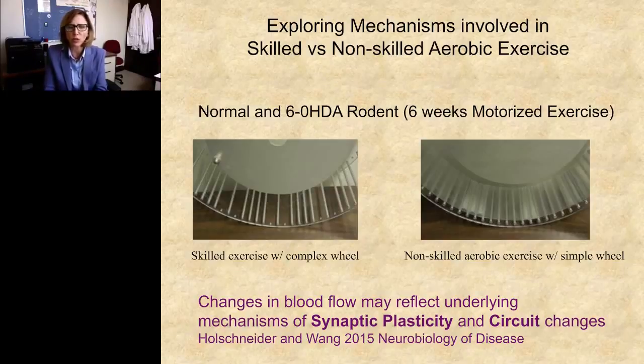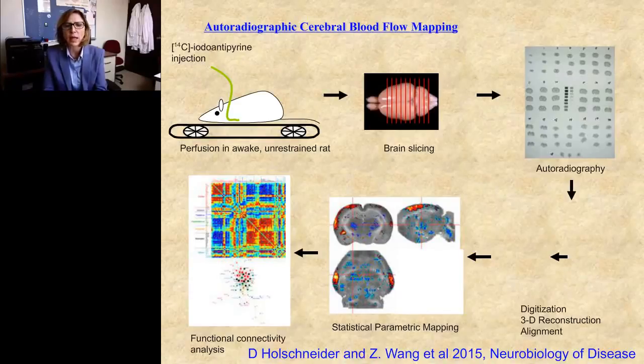The question they decided to ask was whether there's a difference in blood flow. And the way they approached this was by using this compound called C14 iodoantipyrine. This is a very valuable way to look at, if you will, mapping of blood flow in the brain of an awake and unrestrained animal.